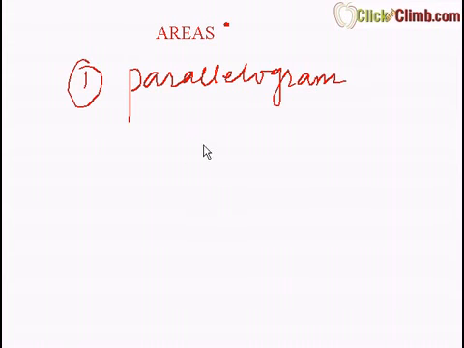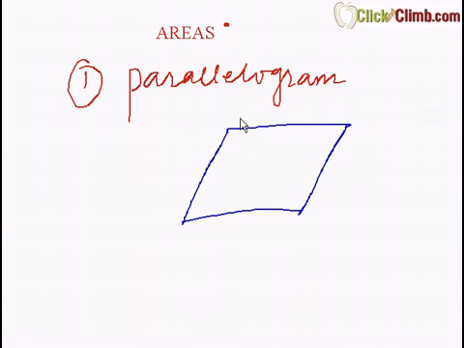So today we'll be dealing with some areas of certain geometrical figures. So let's take the first area, that's the area of a parallelogram. Now we all know what a parallelogram is. Suppose we have a parallelogram like this. In a parallelogram the opposite sides are parallel, we all know this. And suppose this is a parallelogram, now the opposite sides are parallel like this.